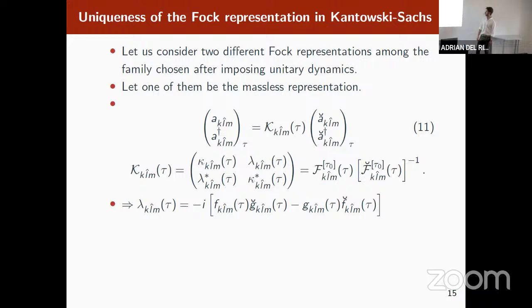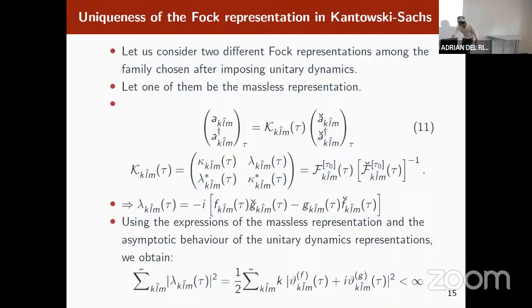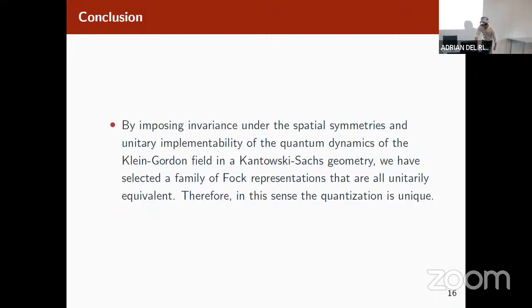But if you remember, these functions come from the same family, so we can use the expression of the massless representation and the asymptotic behavior that we saw before. So the lambda squared will be no more than the linear combination we have already talked about. And because of the hypothesis, this is square summable. So in conclusion, by imposing invariance under the spatial symmetries and unitary implementability of the quantum dynamics of the Klein-Gordon field in Kantowski-Sachs geometry, we have selected a family of Fock representations that are all unitarily equivalent. And therefore, in this sense, the quantization is unique.